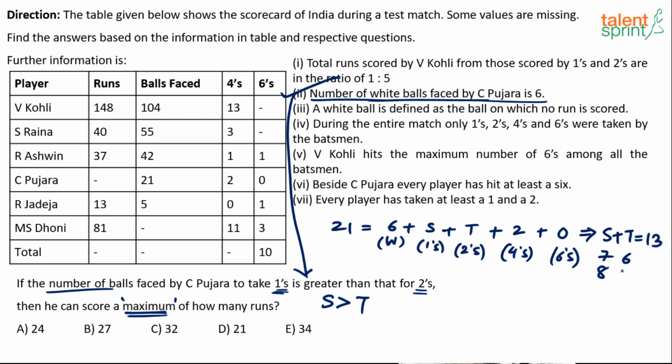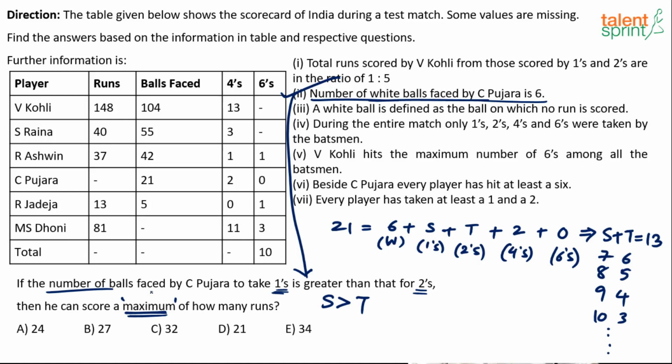Or it can be 8 and 5, or it can be 9 and 4, or it can be 10 and 3, and so on, right? 7 6, 8 5, 9 4, 10 3, 11 2, 12 1 and so on, right? 13 0. Now the point is we want the score to be maximum. Remember, score will be maximum if the number of balls on which he has taken twos is maximum possible. So the values that T can take are 6, 5, 4, 3, 2, 1, 0 and so on.